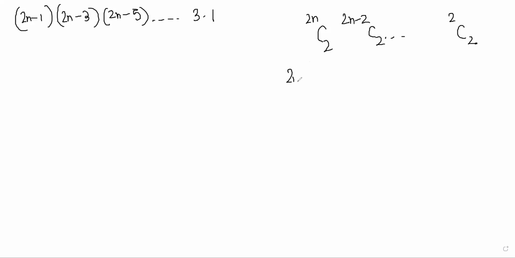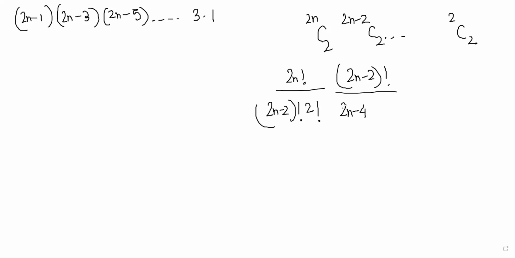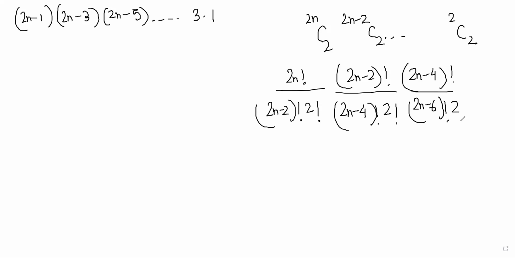Let's see the relation: 2n factorial by (2n minus 2) factorial times 2 factorial, then (2n minus 2) factorial by (2n minus 4) factorial times 2 factorial, and this one would have been (2n minus 4) factorial by (2n minus 6) factorial times 2 factorial, and so on till 2 factorial by 2 factorial times 0 factorial. You're saying this and this is getting cancelled throughout, right? Correct. So what will be left is each one is giving a 2 factorial.